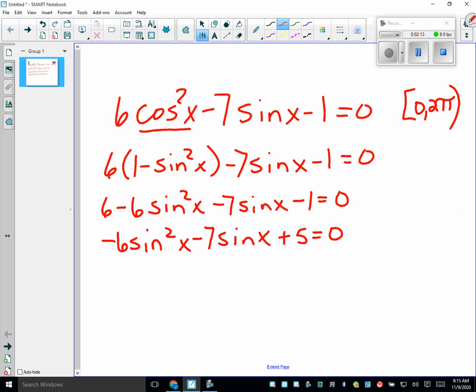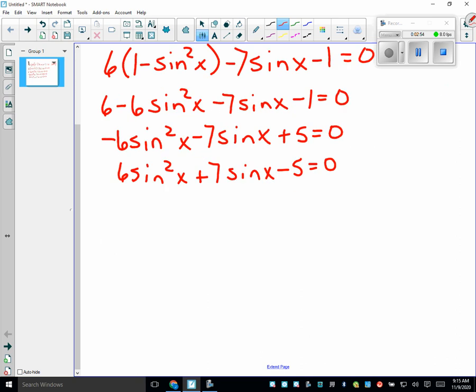Okay, hang on. I don't like this because I don't like factoring when my first term is negative. I think it's easier with it being positive. Yes, Lily? Can you just take out a negative sine x? Can I just multiply everything by negative 1? Yeah. Sure. Because I feel better if that first term's positive. Okay? So I have 6 sine squared x plus 7 sine of x minus 5 equals 0. Right?